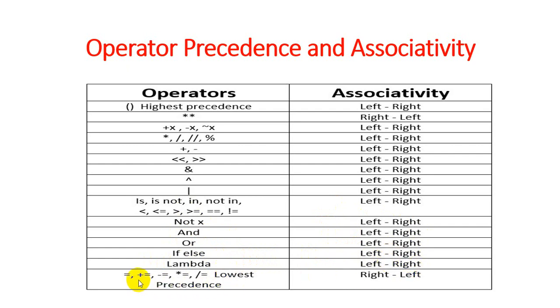Then the lowest precedence is the assignment and compound assignment operators: equal to, plus equal to, minus equal to, star equal to, slash equal to. It is the lowest precedence among all the operators. The associativity is right to left.